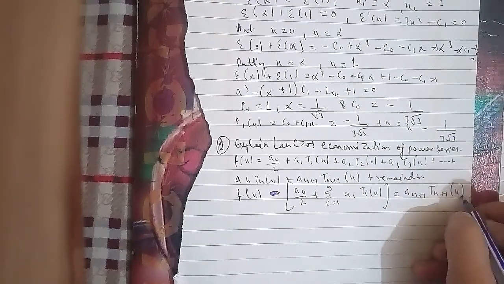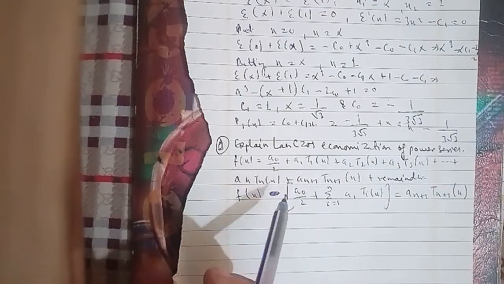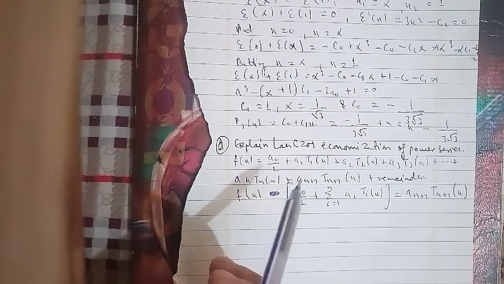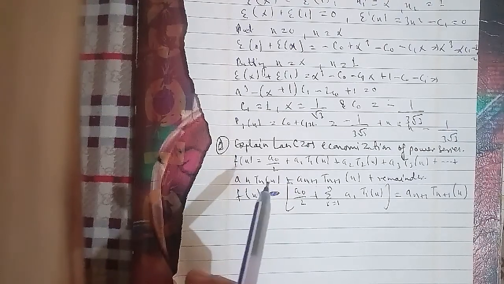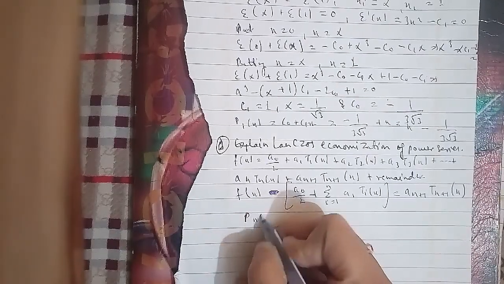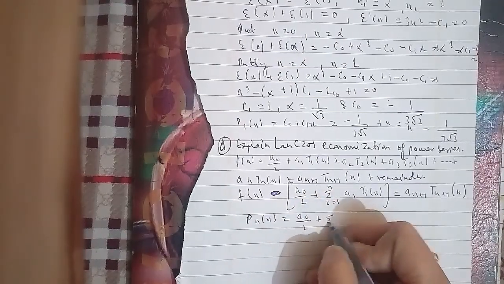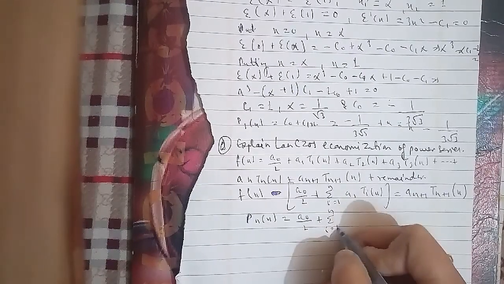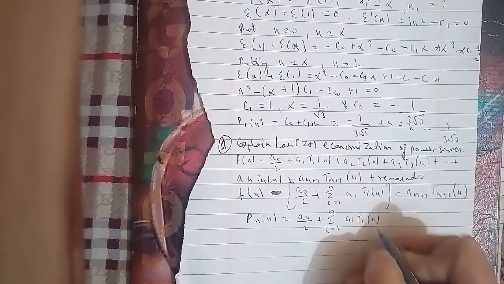For that, the term a(n+1) T(n+1)(x) has n plus 2 equal maxima and minima that alternate in sign. Then by Chebyshev's equi-oscillation theorem, the term in the square bracket is the best approximation to f(x). That is, we have pn(x) equals a naught upon 2 plus the sum for i equals 1 to n of ai Ti(x). So this is the approximating polynomial for f(x).